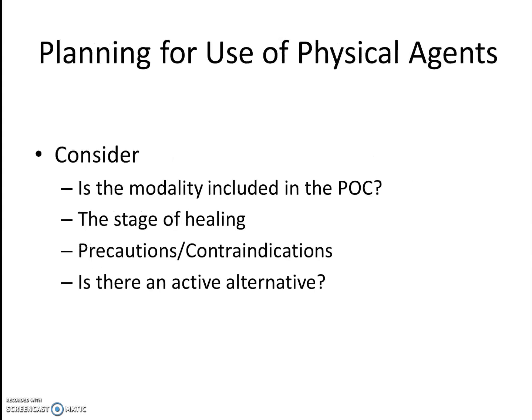So the last slide I want to end on is, again, planning for use of the physical agents. So we've already talked about all of these things to consider, but we need to make sure that we have ruled out any of our contraindications or precautions. We've determined the stage of healing. We've done our visual examination and our sensation testing, and we've decided that there isn't an active alternative that's better than what we want to use with our physical agent.